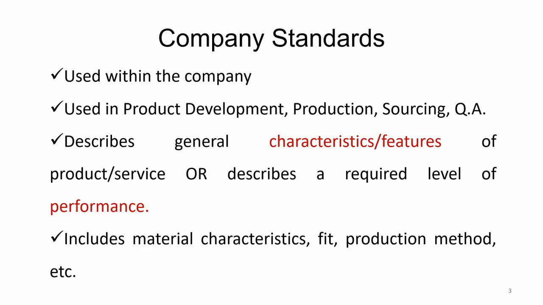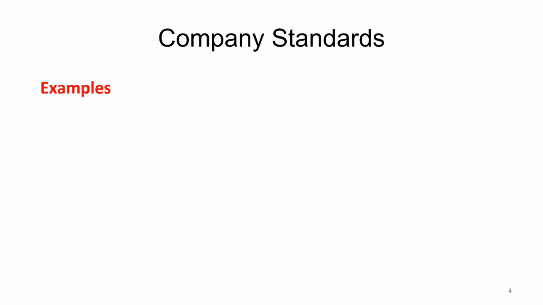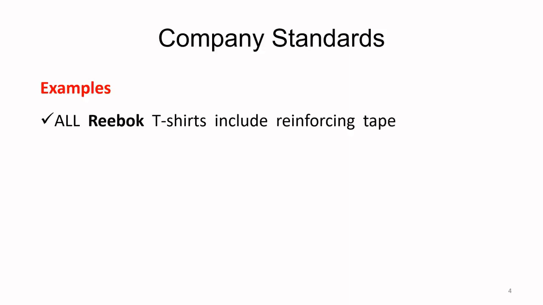So let's look at the example. Reebok says, all our t-shirts, we use reinforcing tapes at the shoulder seams. It is our own inbuilt standard. It helps to maintain the shoulder length and the shape much better. That is a company standard followed by only Reebok.